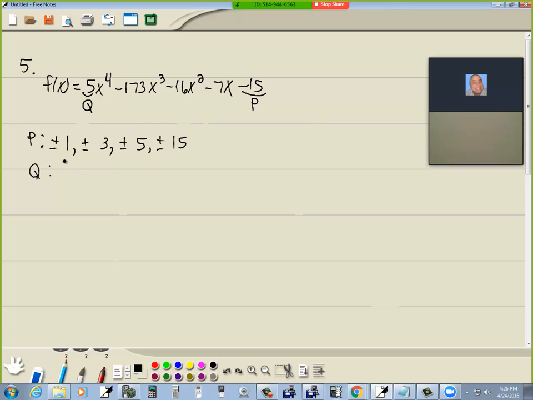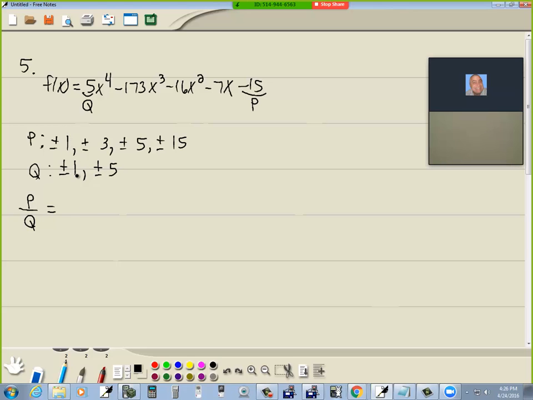Now for Q, the only thing that'll give us 5 is 1 times 5. So I'll put 1 and 5 down with a plus or minus before each one of them. Now all of our possible rational roots, all of our possible answers, is given by these combinations, P over Q. So we're going to take each value of P and put it over each value of Q.